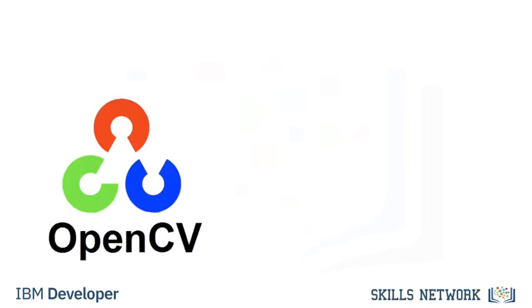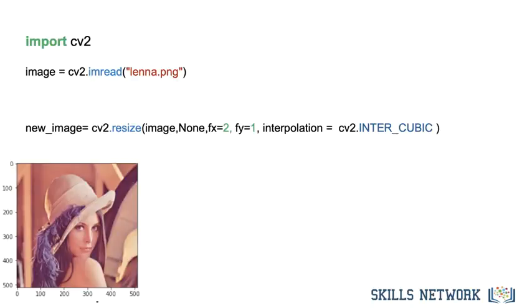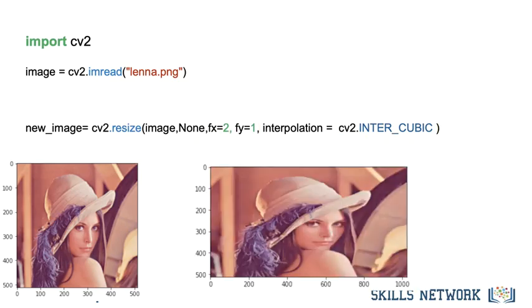Let's try OpenCV. In OpenCV, we can use the function resize to rescale the image. We scale the horizontal axis by 2 and leave the vertical axis as is. We can also specify the interpolation. The result is the image is twice as wide. The scaling factor does not have to be an integer. It can be less than 1.